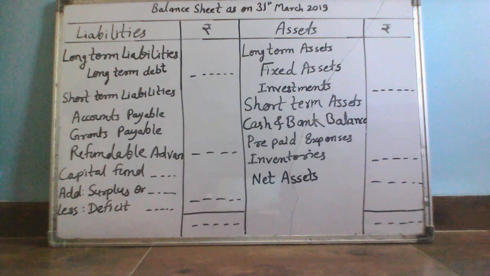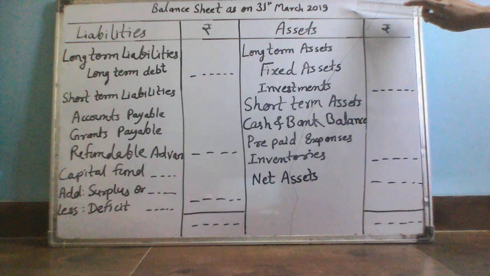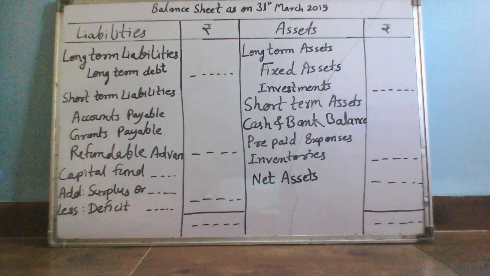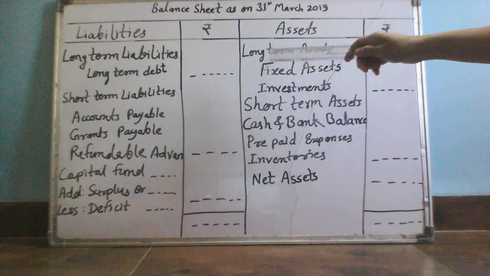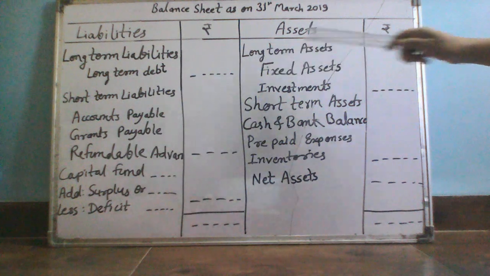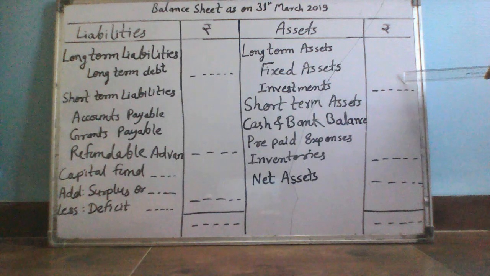Firstly, we will write the heading like this: balance sheet as on 31st March 2019. By accounting convention, liabilities are always written on the left side of the balance sheet and assets are always written on the right side of the balance sheet.